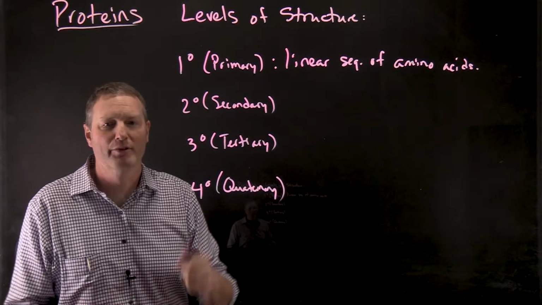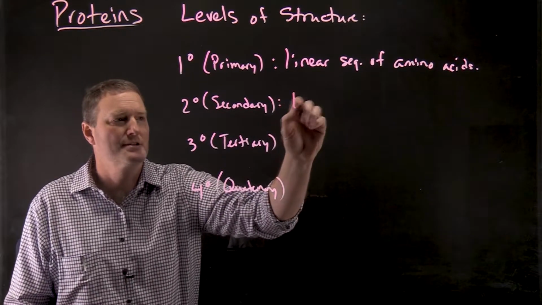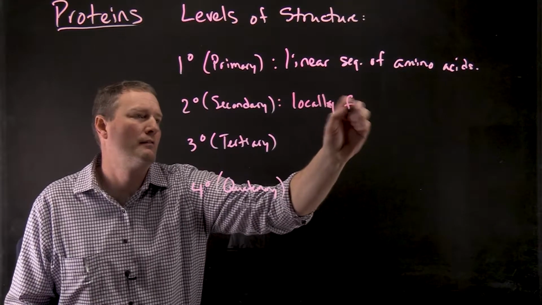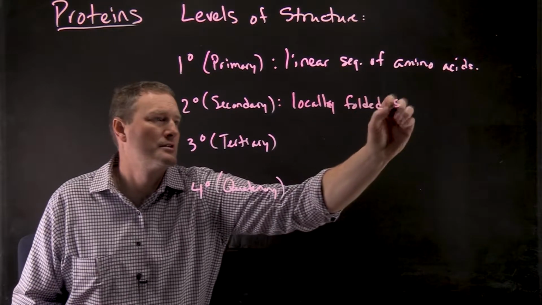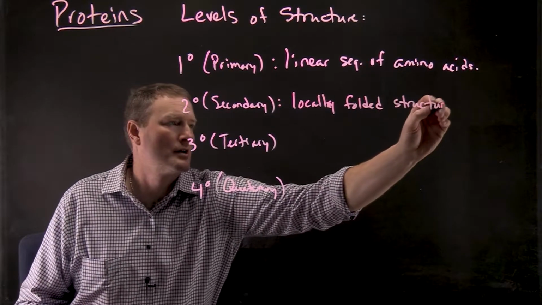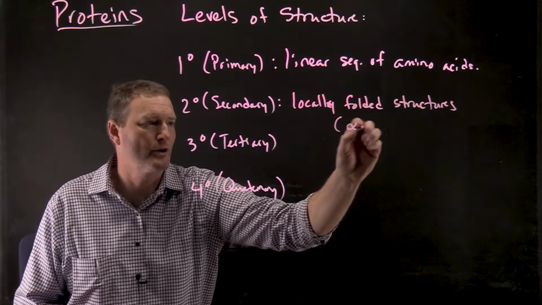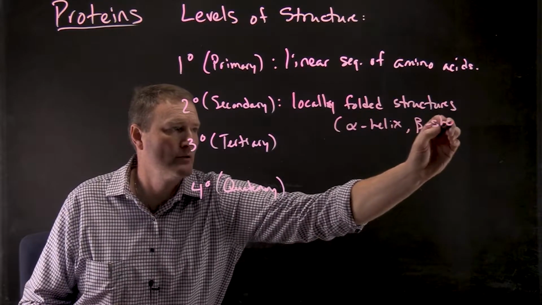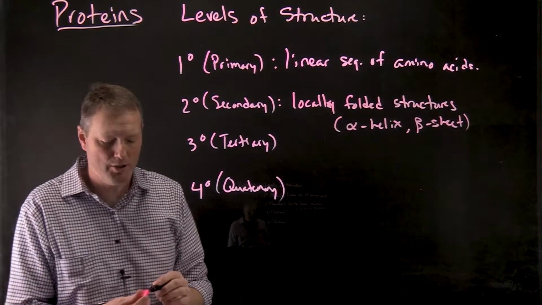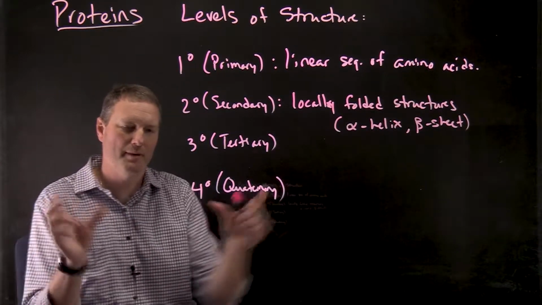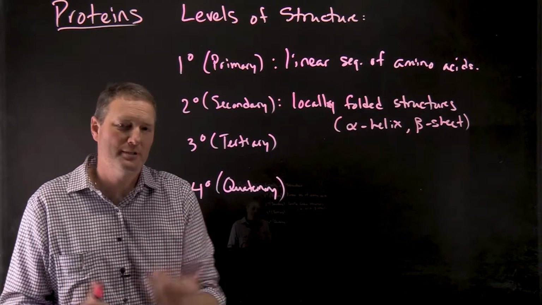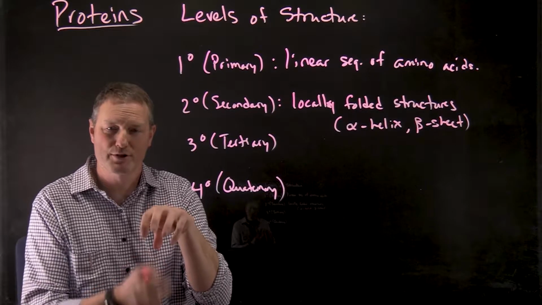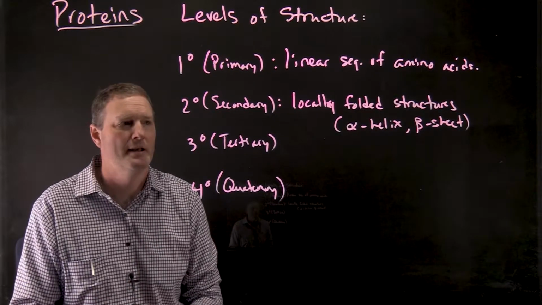Secondary structure are then locally folded patterns. And the best examples are the so-called alpha helix or the beta sheet. We'll talk about what those are in a bit. But these are small local areas of that long polypeptide chain that when you put them into water will inherently like to fold into these certain small local structures.